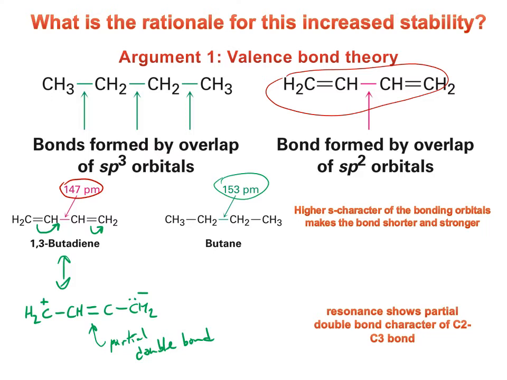I will point out that this is not really the best explanation for this increased stability. To explain this better, we really have to turn to molecular orbital theory, which you probably talked about briefly in general chemistry. And we will revisit it at some point, but that really is a better explanation for this process. We will talk about it when we talk about UV spectroscopy.